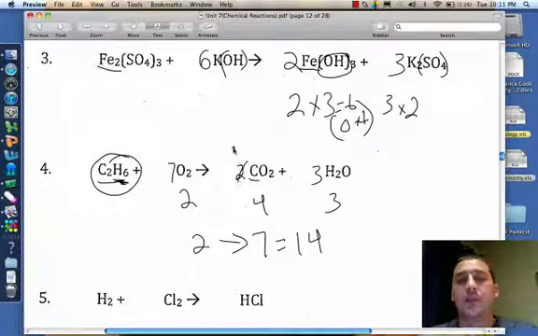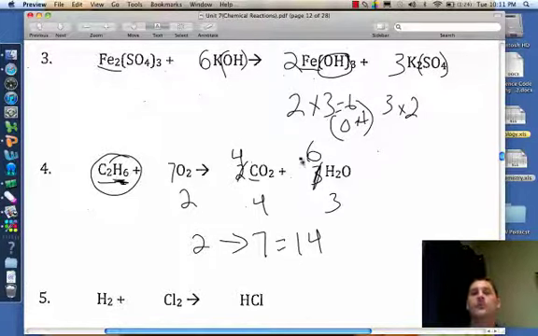So let's mark out this 2, change it to a 4, mark out this 3, change it to a 6. Since we doubled this side, if we think back to algebra, if you change one side, you got to change the other side. Since we doubled this, we got to double this. So let's put a 2 here.